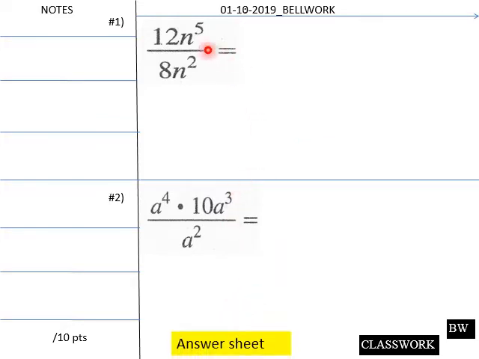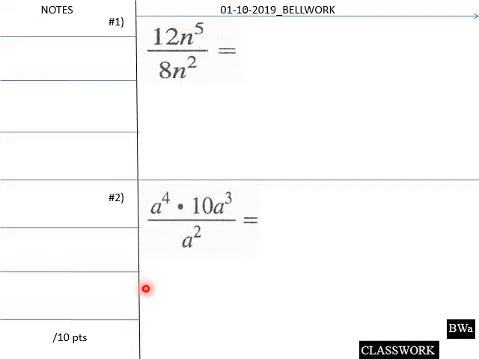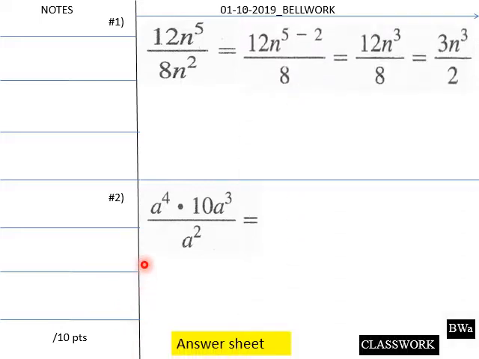Give your students about 5 minutes to evaluate these exponents. Okay, welcome back for your solutions to these. Here you have 12n to the 5 minus 2, using the quotient property of exponents, over 8. And then we further simplify here until we come to 3n cubed over 2.